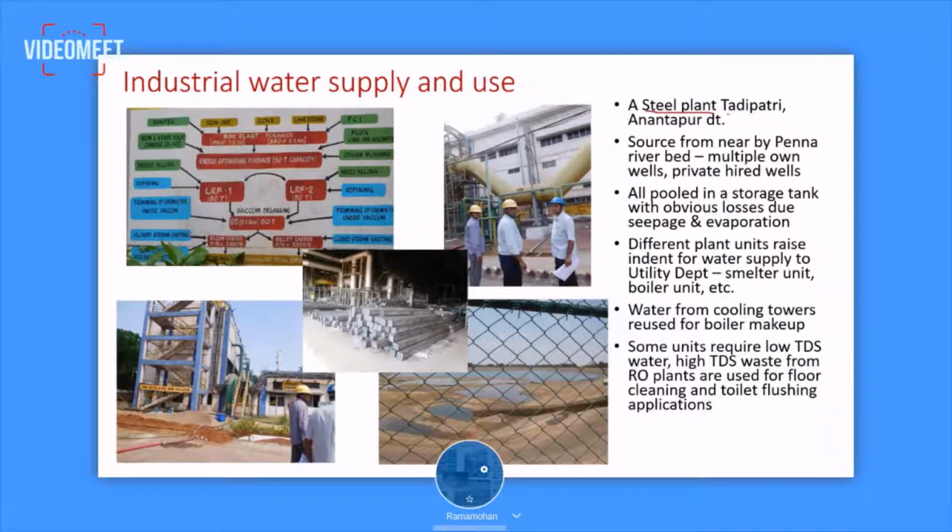So in this case, I am presenting a case of a steel plant which is located in Anantapuram district of Andhra Pradesh. This is nearby a town called Tadipatri. This is a very huge steel plant producing steel blocks, something like what you see in the picture.